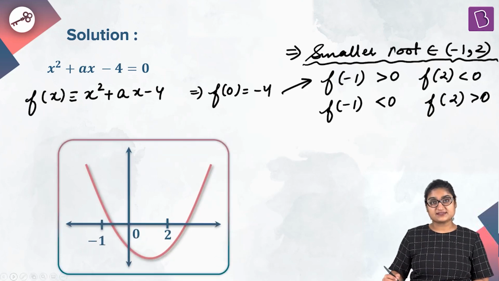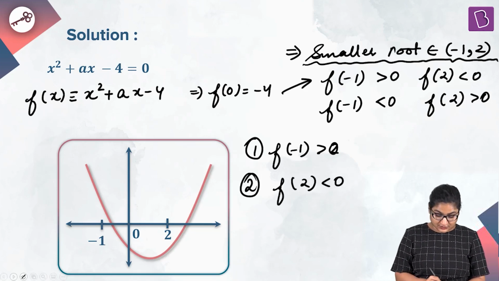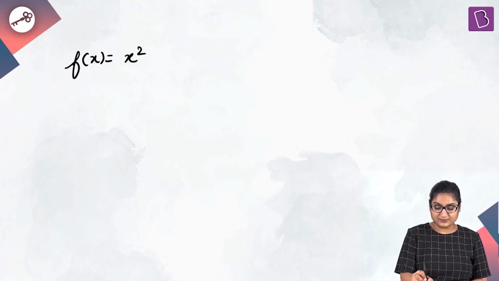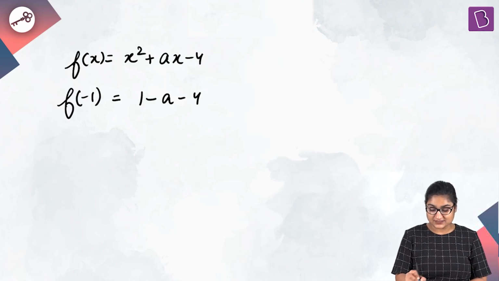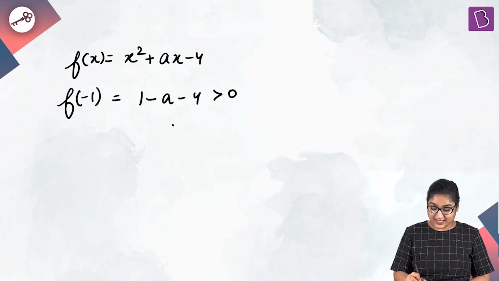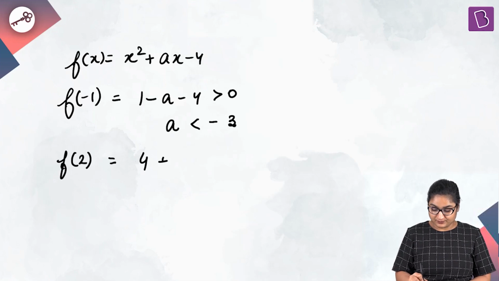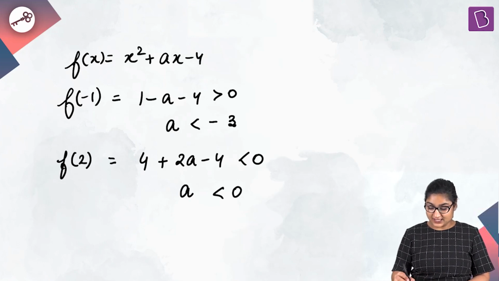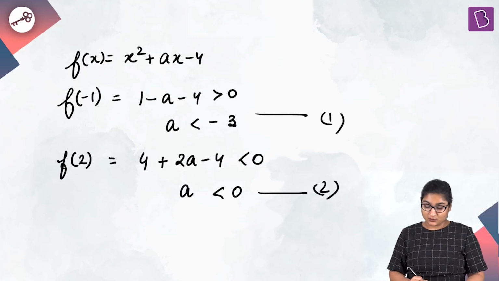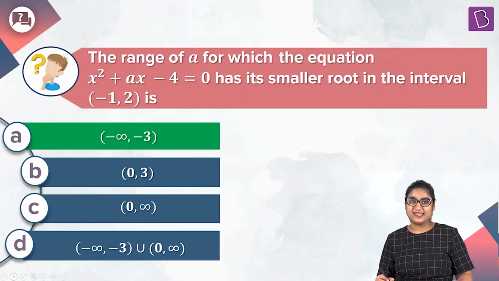So if I draw the graph for f of x, this is how it will look. So the first condition that we got is f of minus 1 is greater than 0, and the second condition that we got is f of 2 less than 0. So if we define f of x as x square plus ax minus 4 and calculate f of minus 1, what we will get is 1 minus a minus 4, and this is greater than 0, or we can say that a is less than minus 3. All right. Let's calculate f of 2. It is equal to 4 plus 2a minus 4, and this should be less than 0, or we can say a is less than 0. Now if I take the intersection of these two intervals, what I will get is a belongs to the interval minus infinity to minus 3, which is same as option A.